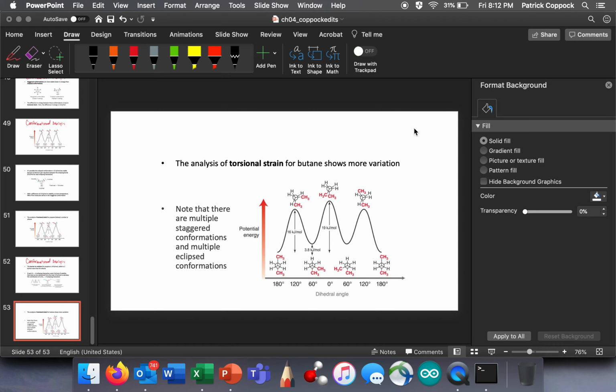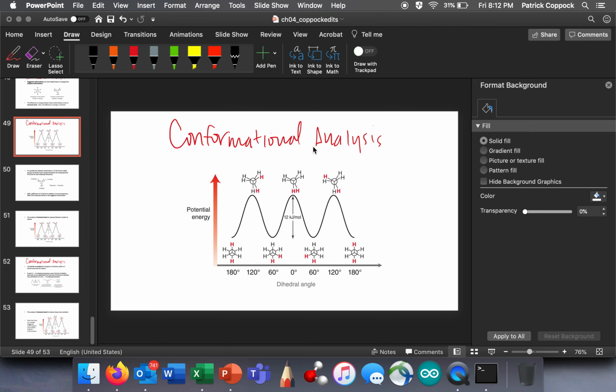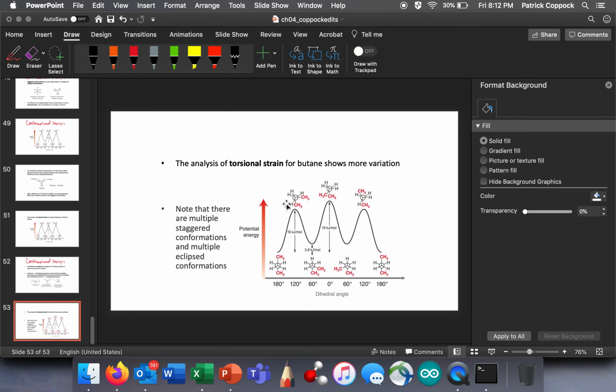All right, so I think that's all we're going to talk about with respect to conformational analysis. So we talked about constitutional isomers. Now we're talking about conformers. That is, these two molecules are conformational isomers with respect to each other. That is, they're the same molecule, but they have different conformations.